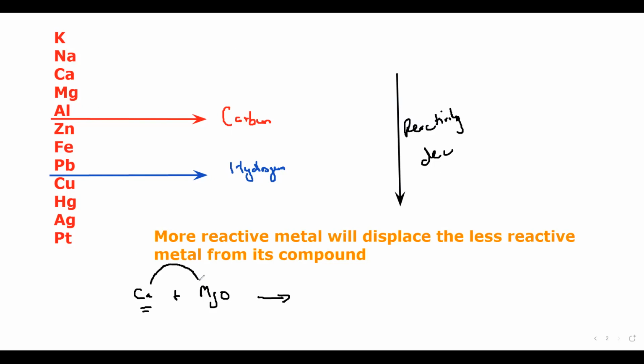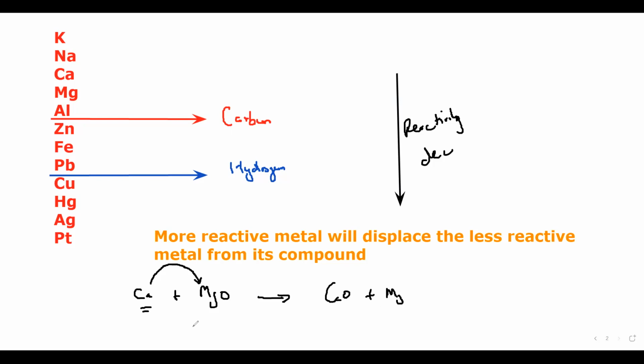So it can displace or knock out. A metal will knock out the metal, and the non-metal will knock out the non-metal, because calcium is a metal. So it will displace the metal or the first part, and as a result, what will it form? It will form calcium oxide. Magnesium is knocked out or removed. So it will form calcium oxide plus magnesium.